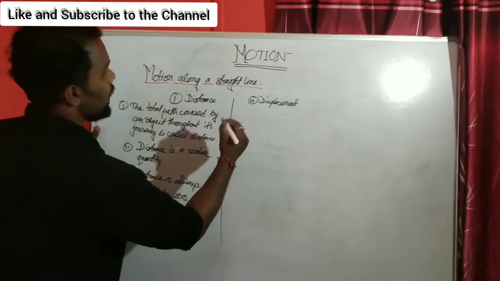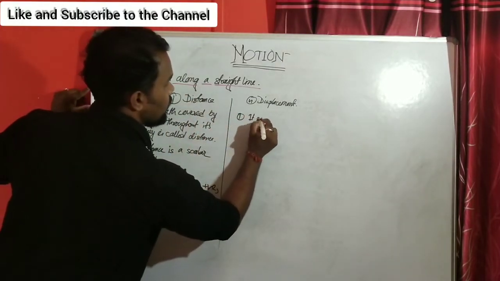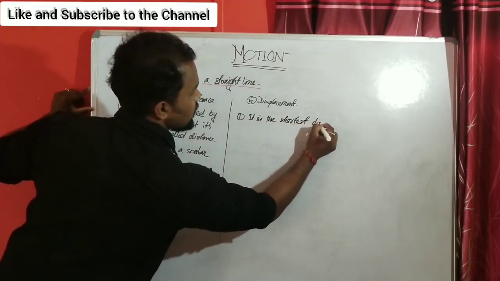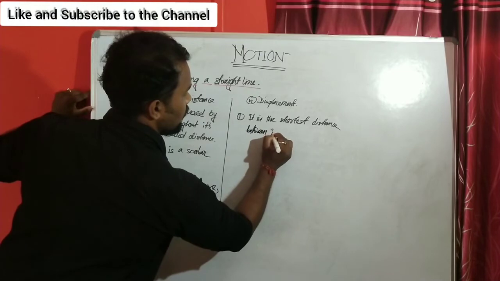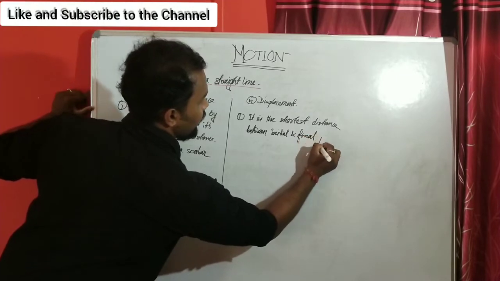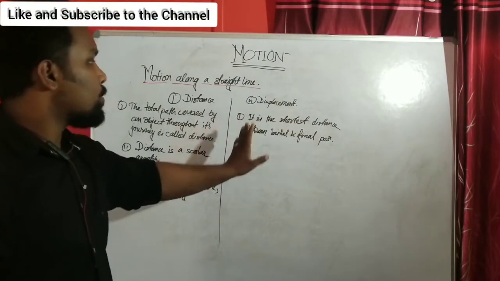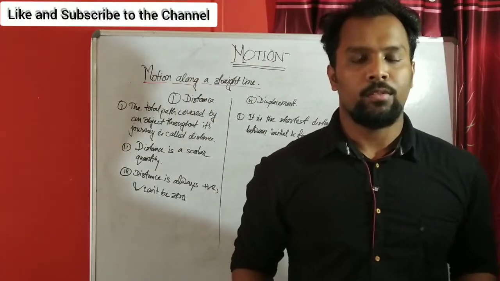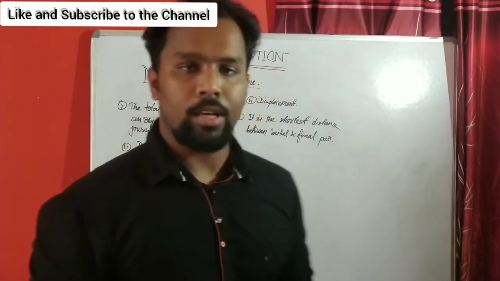Now we have to move towards displacement. Displacement is the shortest distance between the initial and final position. Consider this is the initial point and this is the final position. The shortest distance between the initial position and the final position is displacement. You have understood this.